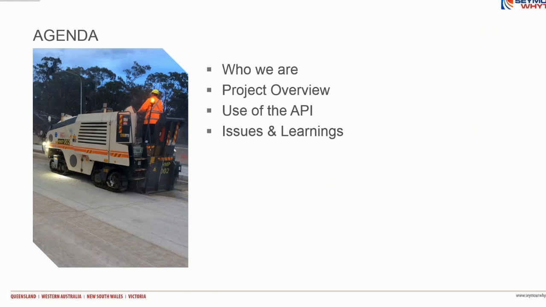All right, so I've got a bit of a slide deck to run through that gives an overview. I guess it's strongly guided by the structure that Barrett gave us. So hopefully it's consistent, and you get what you need out of it. So I'll just run through a little bit about who Seymour White is, the project that we started a little over probably 18 months ago now, how we've used the API, and I guess some of the bumps and issues and learnings that we've had along the way.